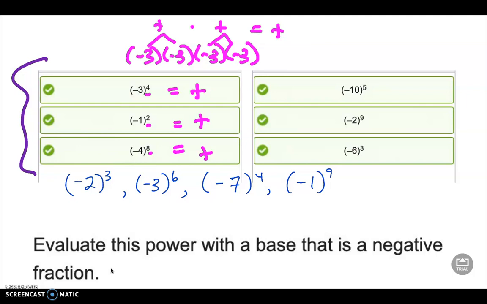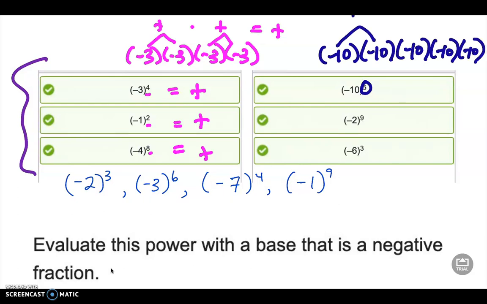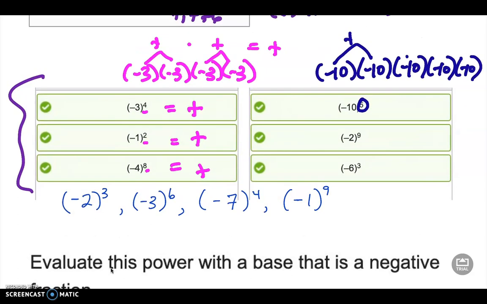Now let's look at the negatives. If we have -10 to the fifth power, that's an odd number. If we have -10 times -10 times -10 times -10 times -10, well, if I pair up those, that's going to be a positive. If I pair up those, that's going to be a positive, and I'm left with a negative. A positive times a positive is a positive, and a positive times a negative is a negative. So if the power is odd, it's going to be negative. So here's 9 and 3. Those are both going to be negative if it's inside the parentheses.